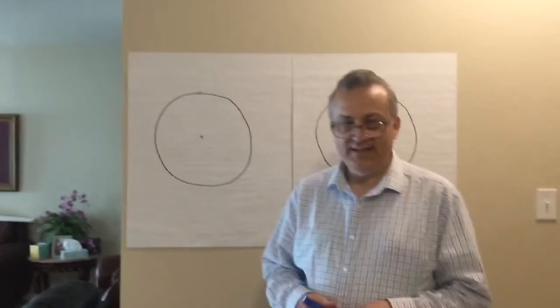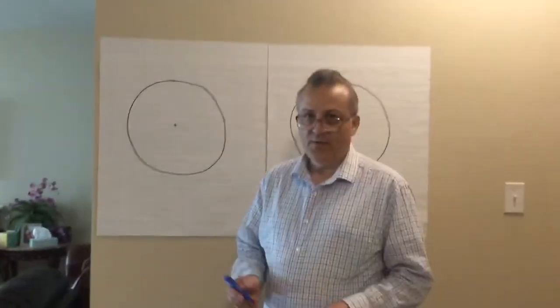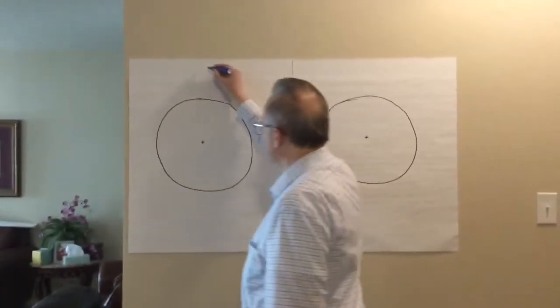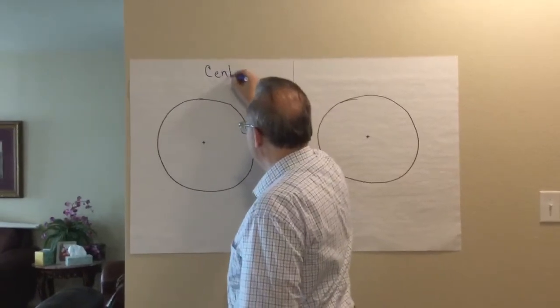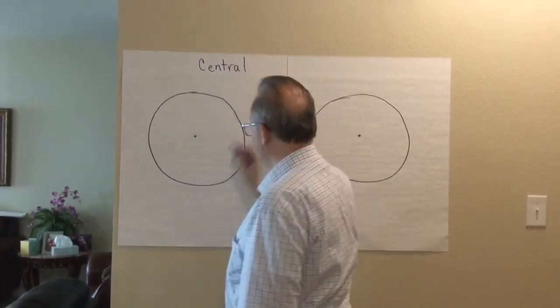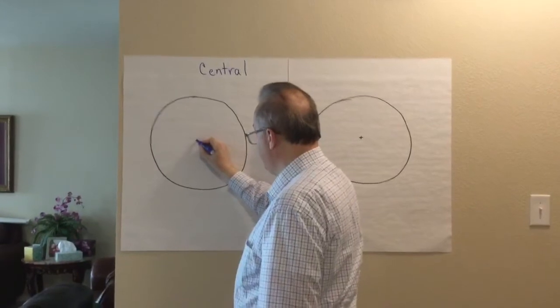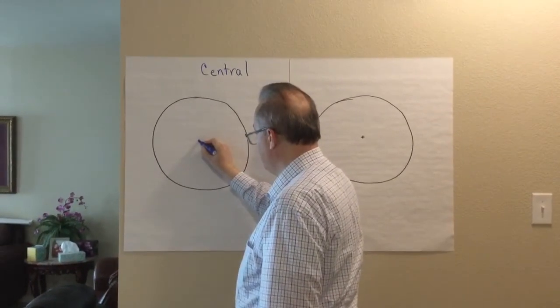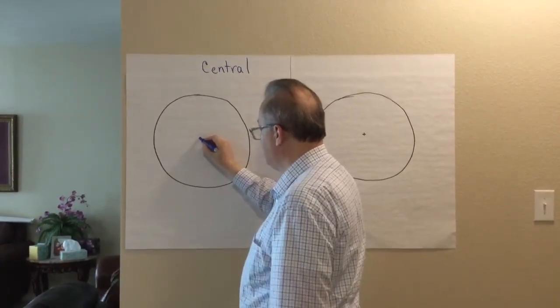Today is the third lesson. We're going to start with central angles. That means that the angle is right here. That's where it has the vertex.